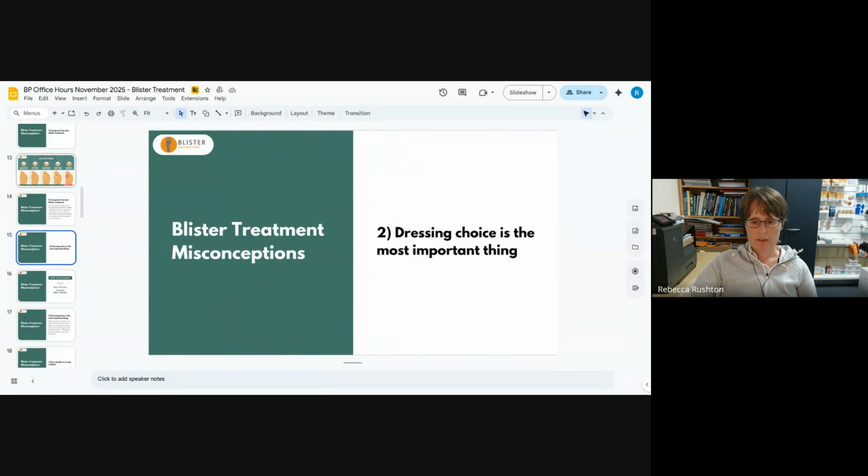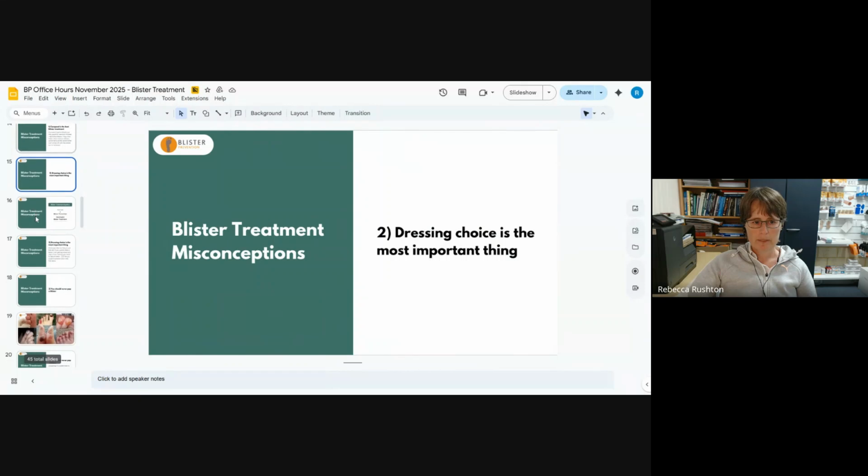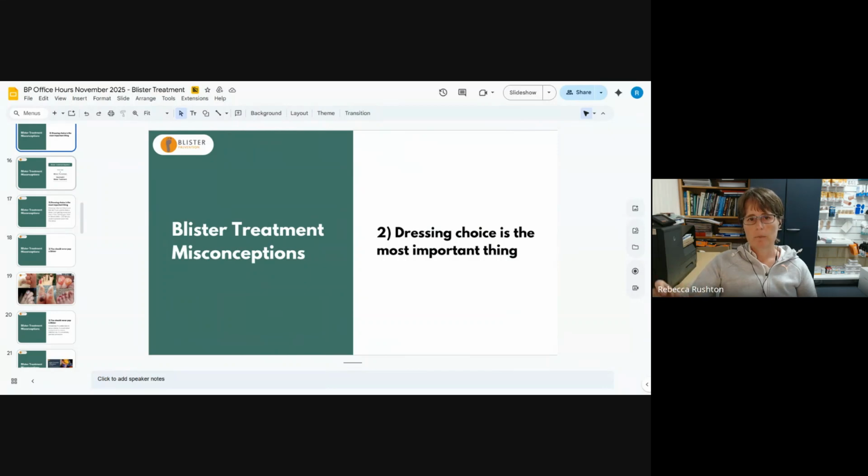Misconception number 2 is that dressing choice is the most important thing. And I think podiatrists are probably in this camp more than our patients. Is dressing choice important? I find it's probably the least important thing. As long as you don't make the error of putting a hydrocolloid on an intact or torn blister, any dressing will do in terms of any island dressing. It is literally as easy as a Band-Aid. A non-adherent island with an adhesive surrounding. At its most simple, that is all we need.